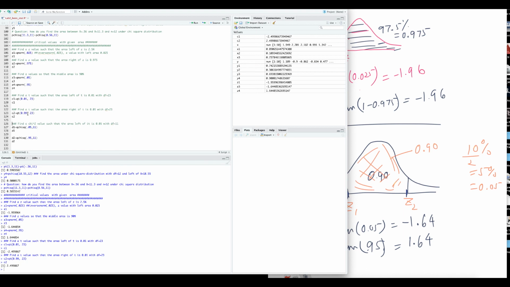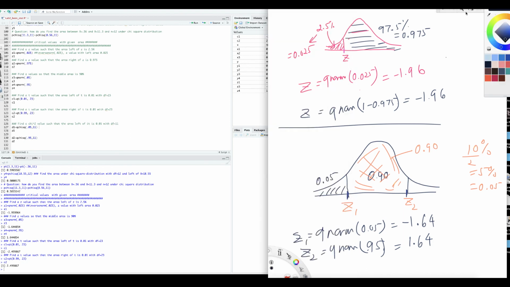Similar to that, you can do the middle area. If the middle area is given, you can do exactly the same thing as in the Z curve for the t curve. Now let us find the chi-square value such that the left area is 0.05 and degrees of freedom is 11. Do the same thing: instead of using p, we use qchisq with 0.05 and 11. It gives you the chi-square value for the left area 0.05. And if the right area is 0.05, then you enter the left area. It's the same thing.